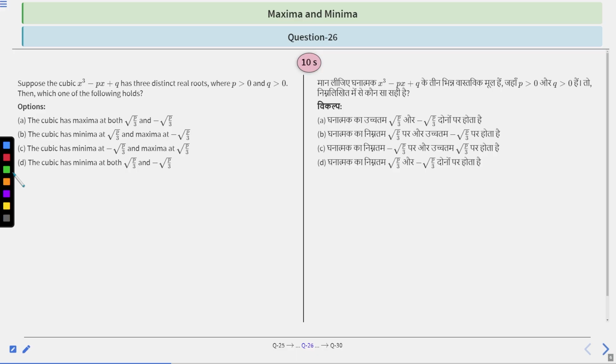So the hint of this question is, suppose we have a cubic equation which has three distinct real roots, right? So basically we have to check where the cubic has maximum and minimum at root p by 3 and minus root p by 3, right? So first we will calculate the roots, and after that, three distinct real roots means it is cutting the x-axis three times, right?